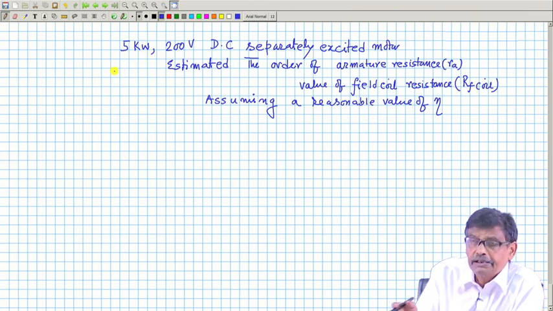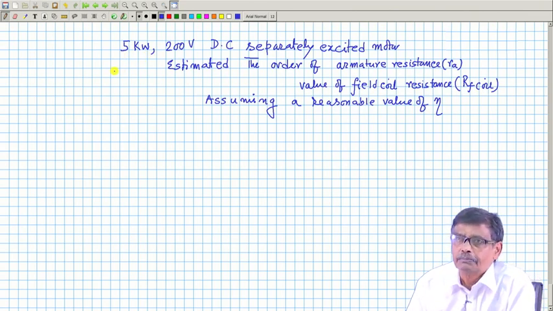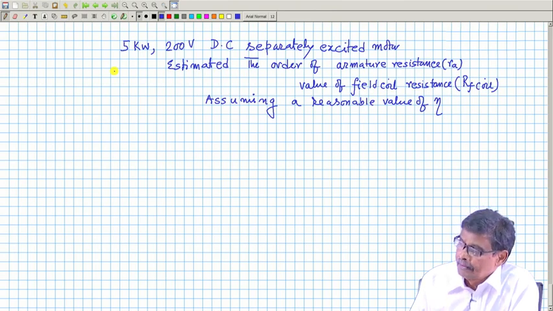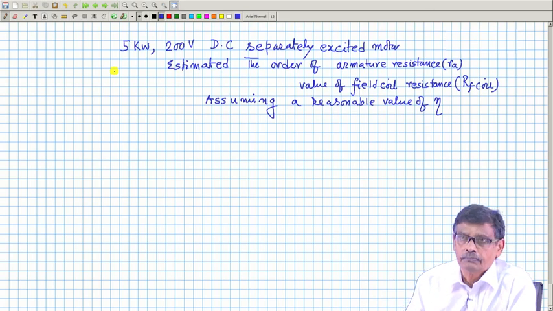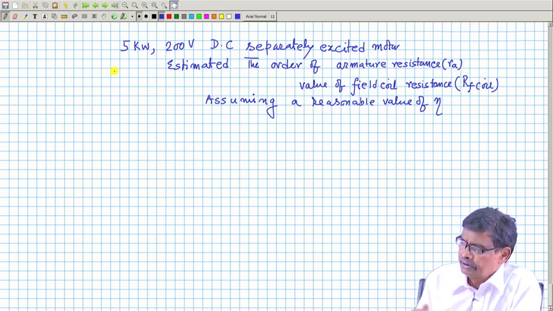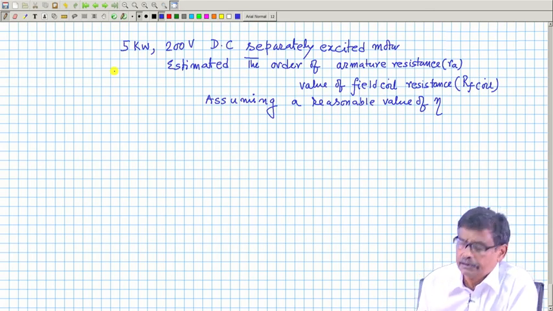You can repeat this exercise for a 10 kilowatt machine. You will find R_A has to be still lower for a higher rating. As an exercise, I leave it to you.